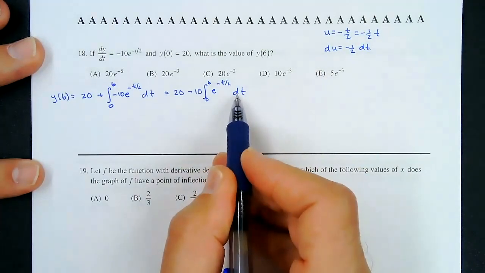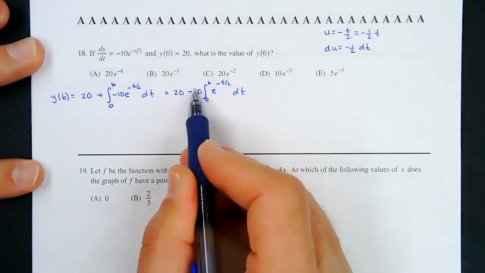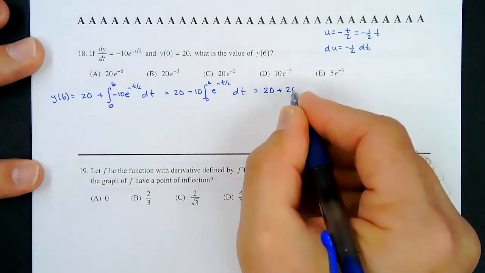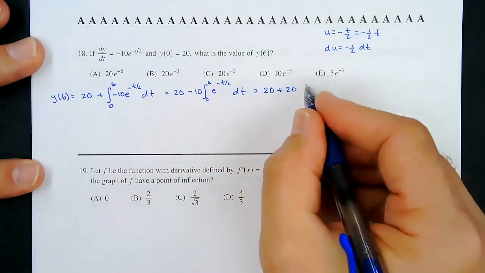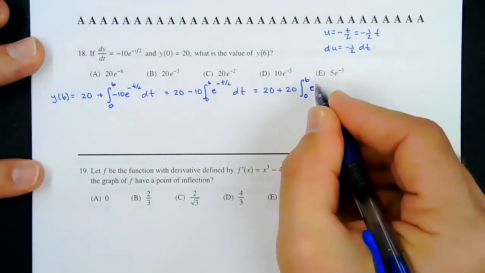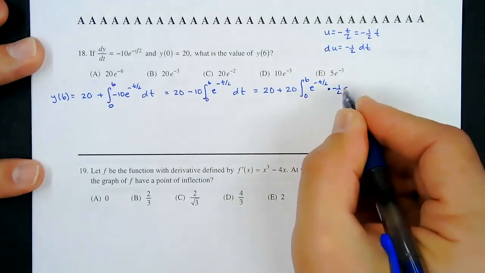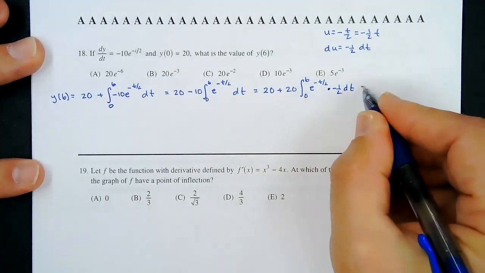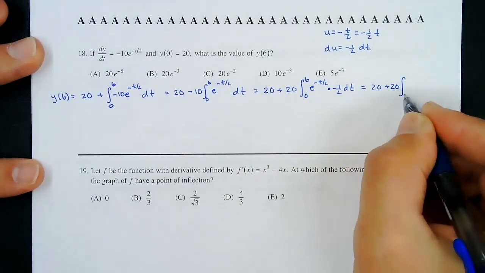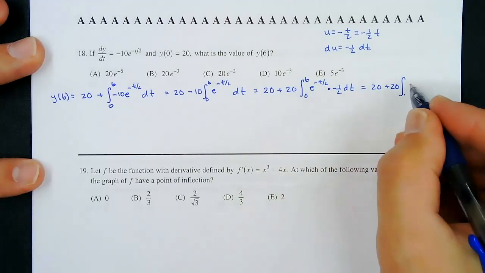So this dt right here needs a negative 1/2. So I'm going to multiply this by negative 1/2, but I'm also going to multiply the outside by negative 2 to compensate for that. So this would be 20 plus 20, because negative 10 times negative 2 is positive 20. And then the integral from 0 to 6, e to the negative t over 2 power times negative 1/2 dt. So this becomes 20 plus 20 times the integral from, and I'm going to hold off on writing these because I'm going to switch to my u's now. This is going to be e to the u du.